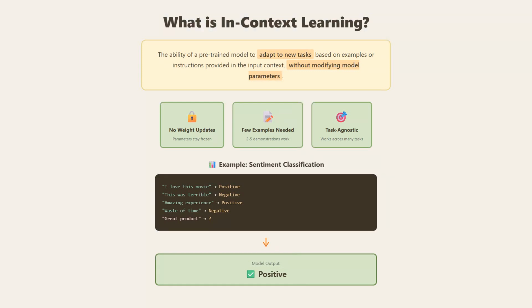We provide examples: I love this movie, maps to positive. This was terrible, maps to negative. Amazing experience, maps to positive. And waste of time, maps to negative. Now, when we present a new input like great product, the model correctly outputs positive. It learned the task without any training.